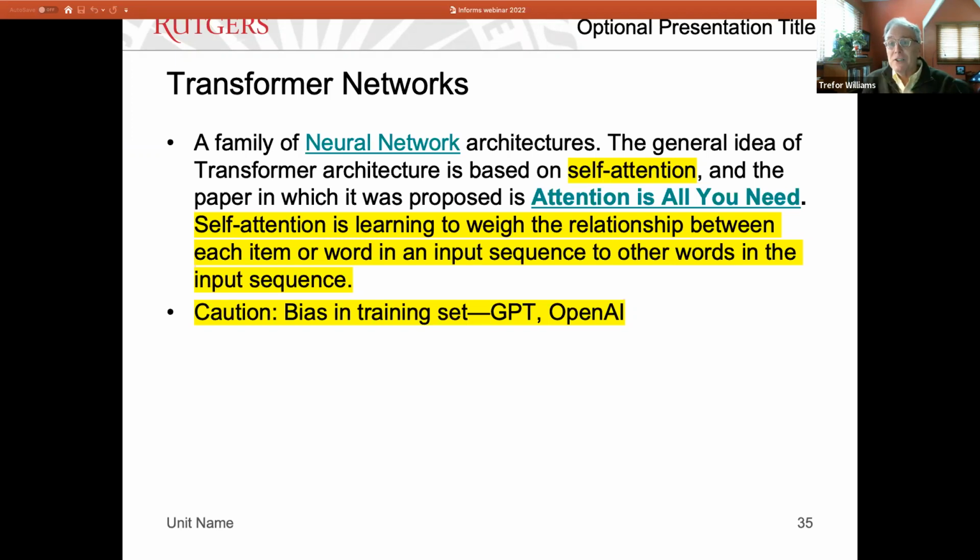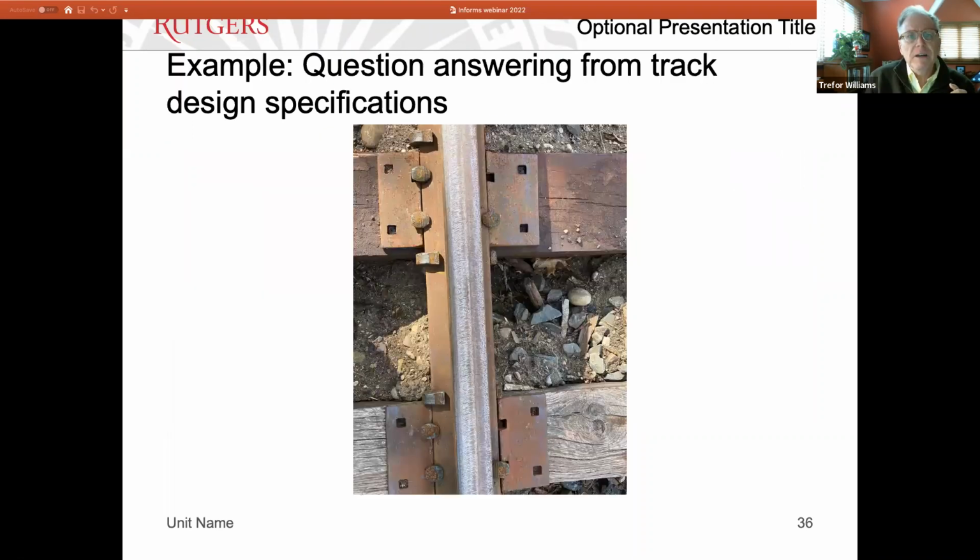So the trouble was they trained these things and it was very remarkable, except every now and then it would spit out some awful thing, with bad words in it, racist things in it. So they're working on that, but I think it had more to do with what it was trained on. Because I use this for my railroad example. I said, let's try question answering from track design specifications. This is a little sidetrack near where I live.